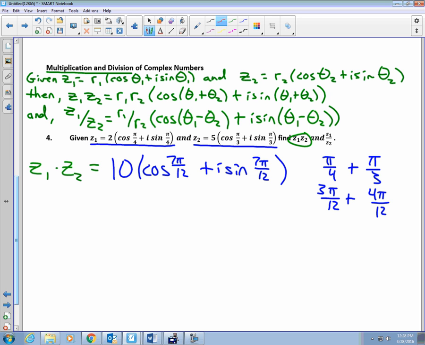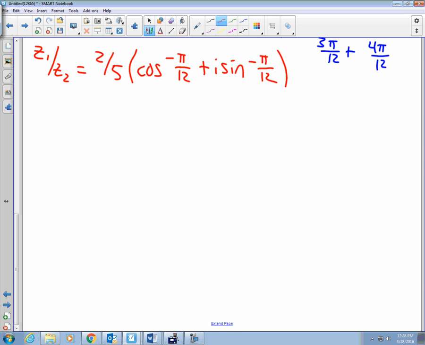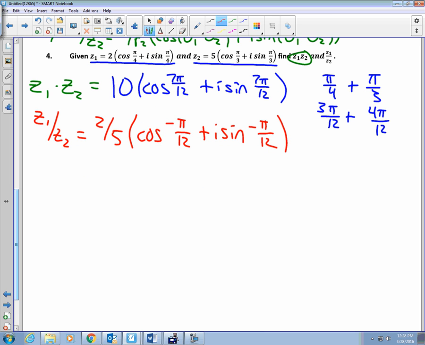That's no big deal. Let's try z1 divided by z2. What do I do with the r values? Divide them. Instead of taking 3 pi over 12 plus 4 pi over 12, I get... Anybody else bothered by something you see up on the board? Can't have those negative angles, can you? What happens to the cosine of a negative angle? Just goes away, according to our even and odd identities. What happens to the sine of a negative? Right?